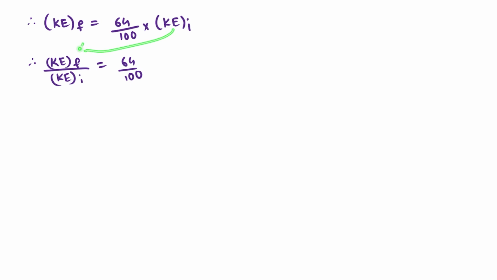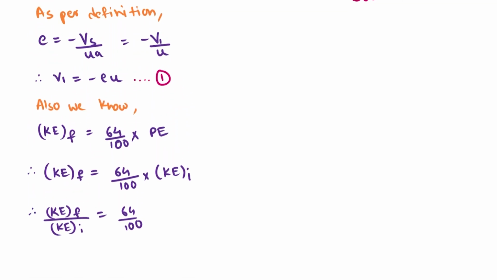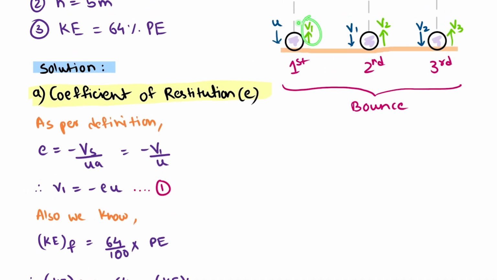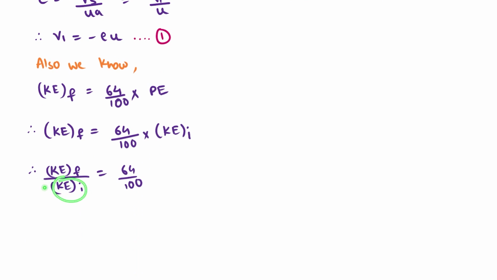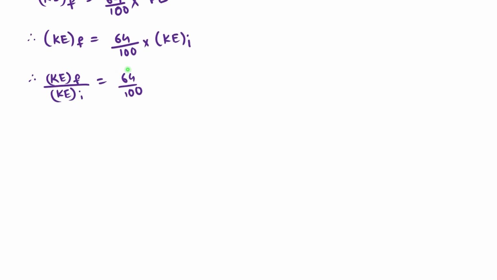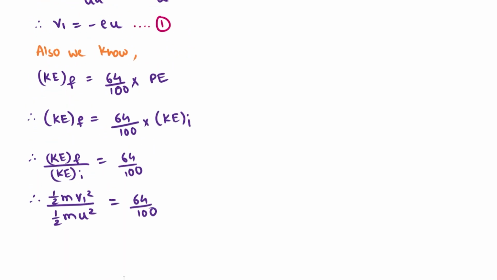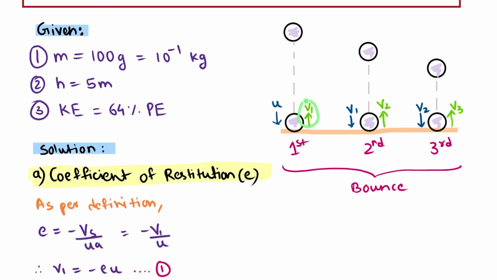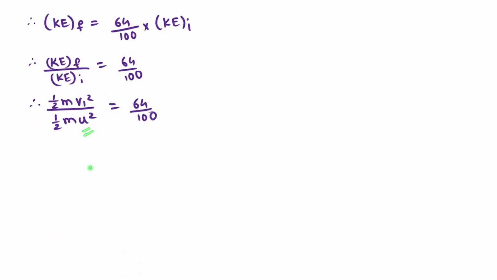And now if I were to bring this term on the LHS, I would get kinetic energy F, which is the energy of the ball after colliding with the ground, and kinetic energy I, which is the kinetic energy of the ball before it collides with the ground. And that ratio is 64 upon 100 from the above. And from the definition of kinetic energy, if I were to calculate kinetic energy after the ball collides, it will be half m v1 square, as v1 is the speed of separation. And if I were to calculate the kinetic energy before the ball collides with the ground, it would be half m u square, as u is the speed of approach.